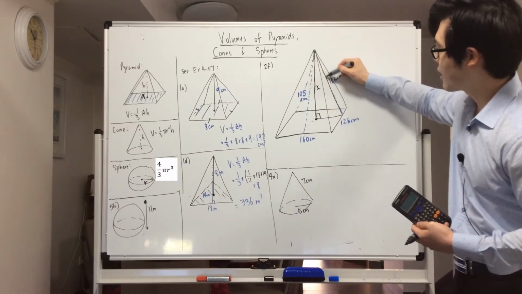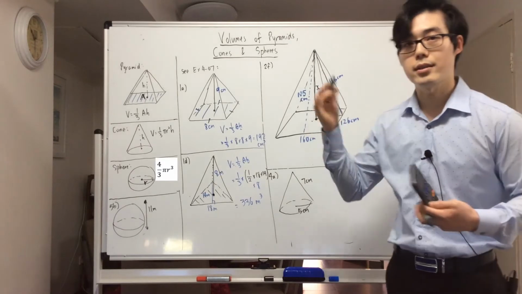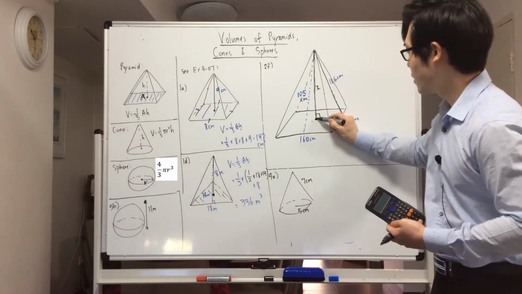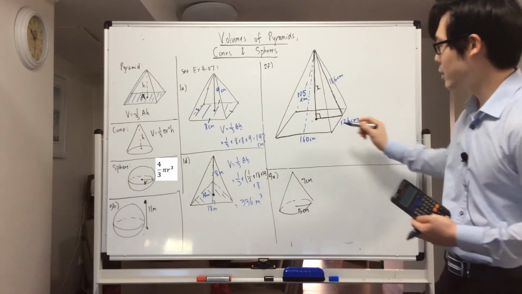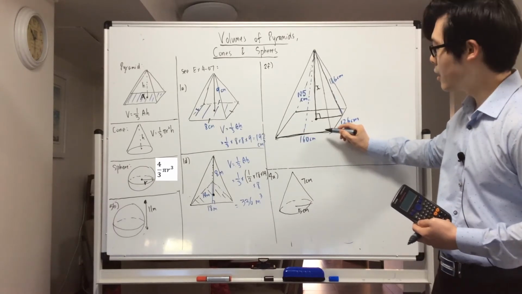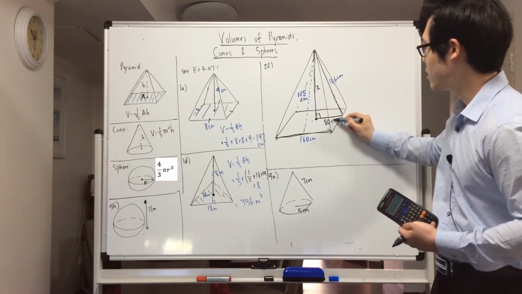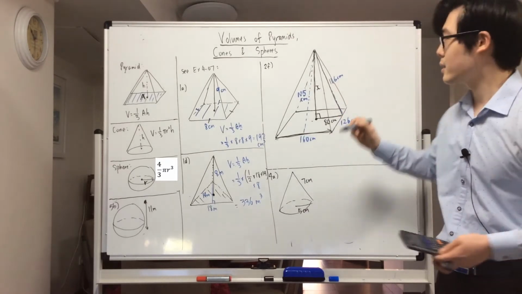We know that's 116, which is the height outside on the surface of the pyramid. Now, we need this length as well. Now to find that length, we're given this whole thing to be 160. So that means this is half of 160, which is 80. Okay? So now that we have the numbers, let's find x.